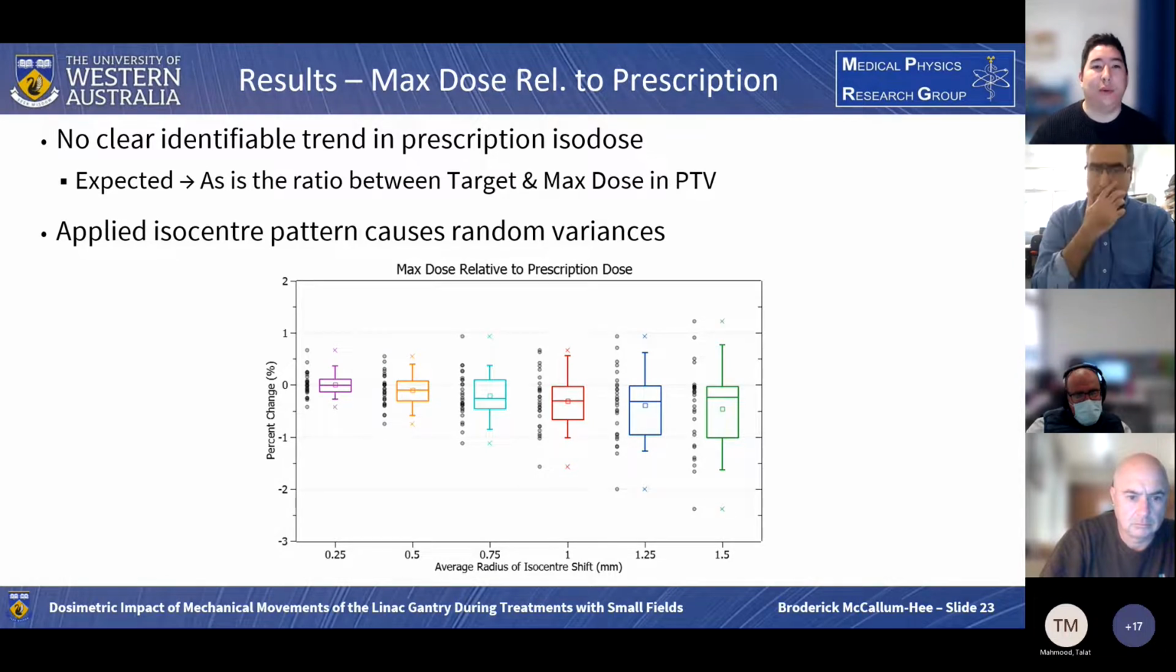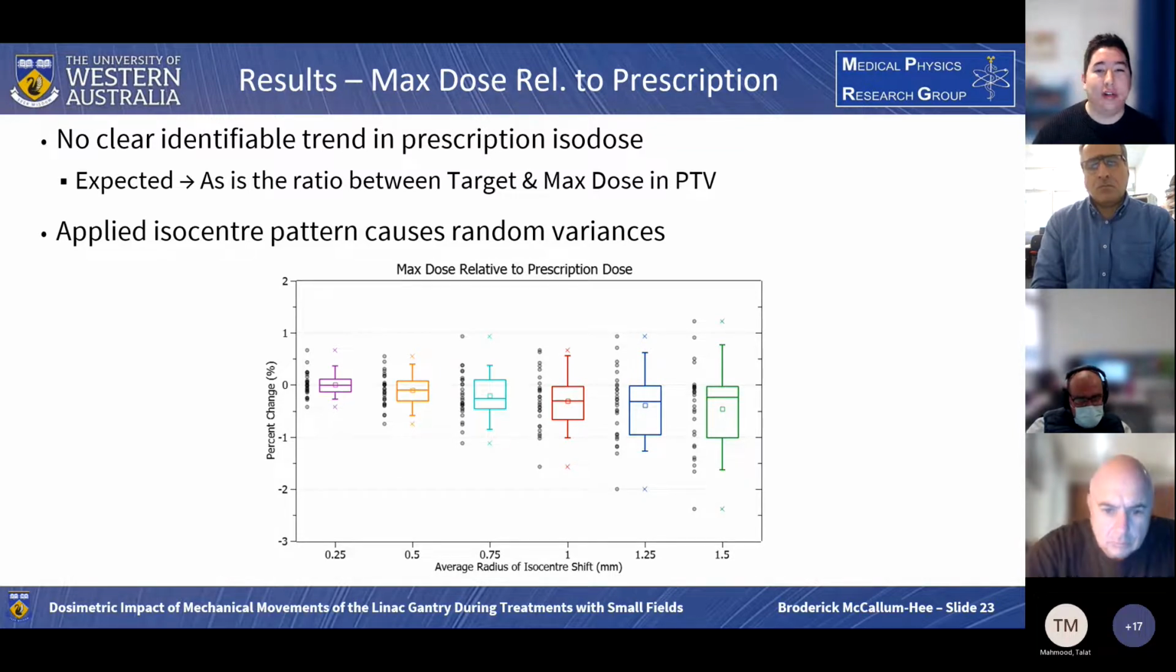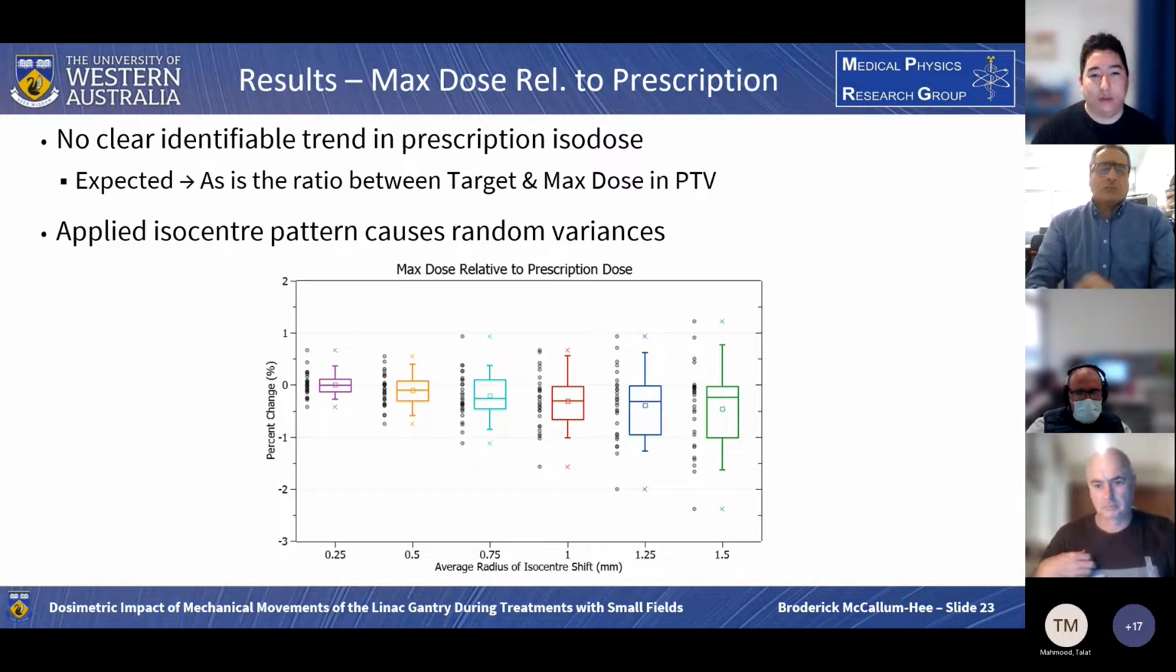And this graph I'm going to present a few different times to some other metrics in this presentation, so that description applies to all the following graphs. And as you can see from here, there was no clear identifiable trend in the prescription isodose. However, that was somewhat expected, as it is just the ratio between the target and maximum dose in the PTV. However, the applied isocentre pattern did cause random variances, and this has to be taken note of.